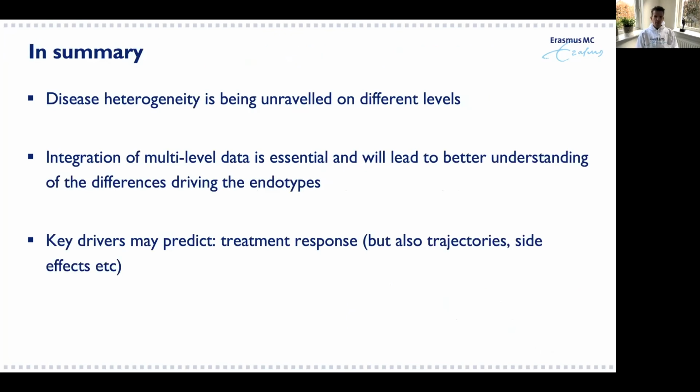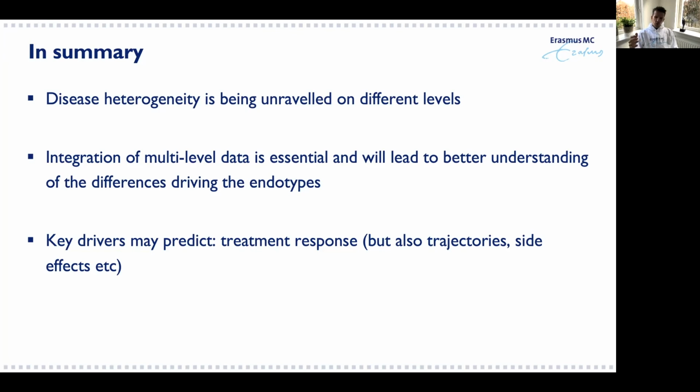So in summary, disease heterogeneity in atopic dermatitis has been unraveled on many different levels, and I think it's key to integrate these multi-level data. That will lead to a better understanding of the differences that drive the different endotypes. Selecting the key drivers of these endotypes, maybe from different levels of data, so from different levels of analysis of stratum corneum with tape strips, biopsies, serum.